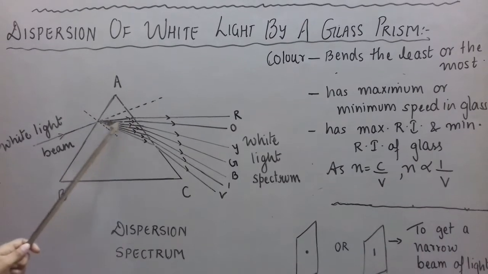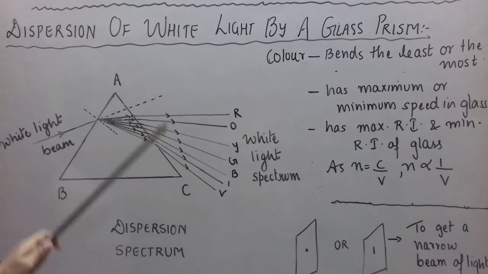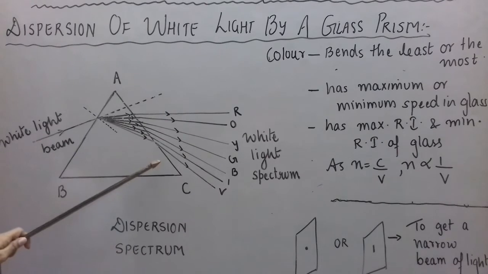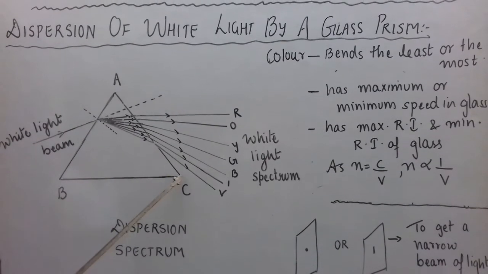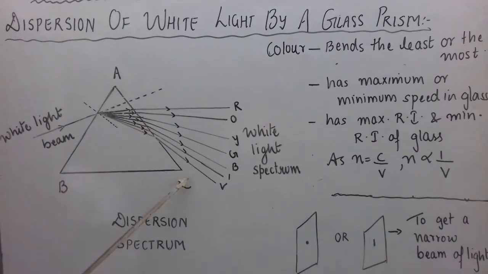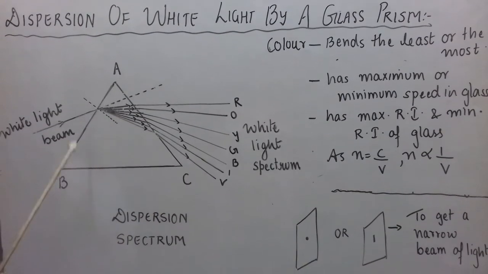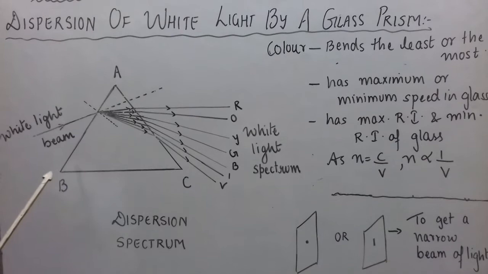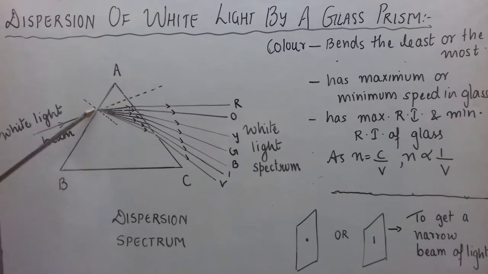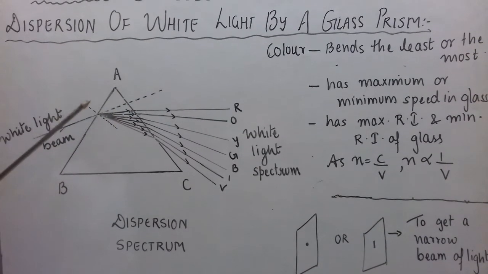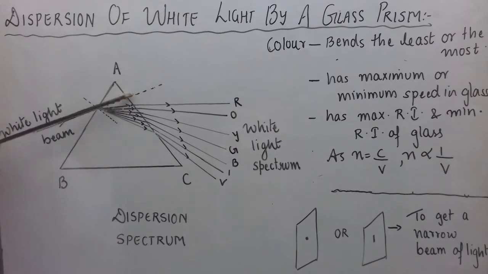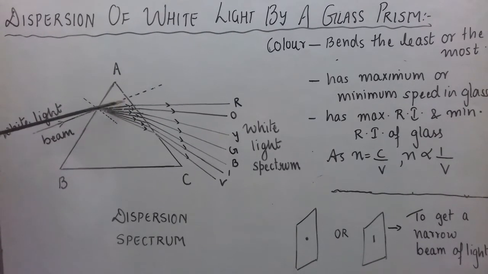Now when these 7 colors reach here, again I have not drawn the normals at the different points, otherwise you would have to draw 7 normals and it would be very confusing. You know that the rays are going to move towards the normal here. Now it is moving from denser to rarer medium, so away from the normal. Otherwise, if you remember, in the previous video we studied that in the prism, whenever refraction takes place on the faces of the prism, the ray always bends towards the base of the prism. So you can remember this also. So this is bending towards the base.